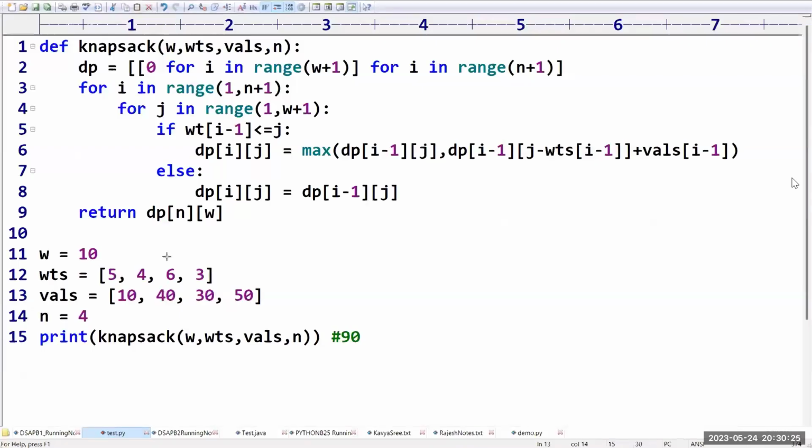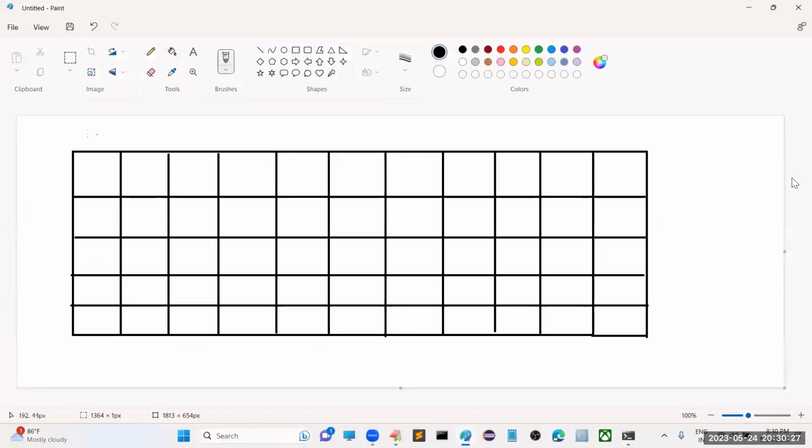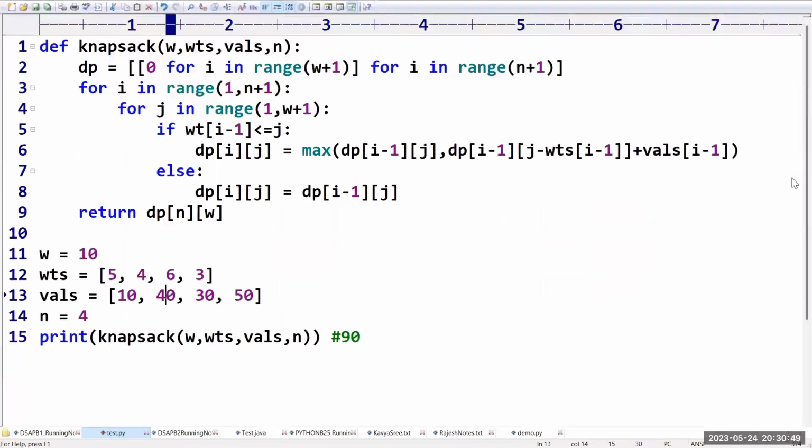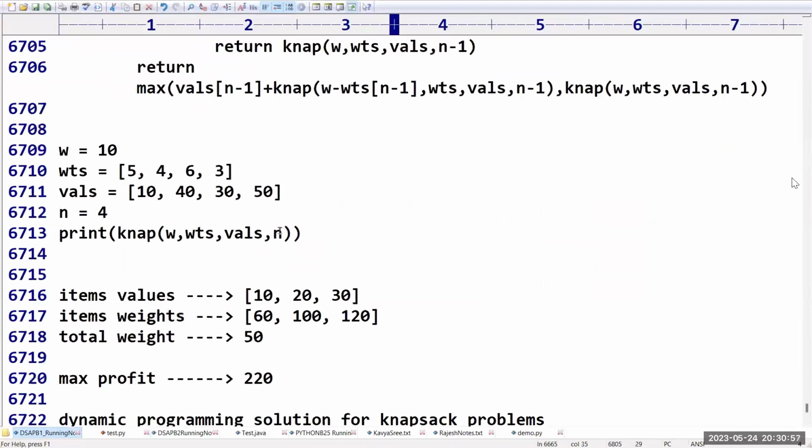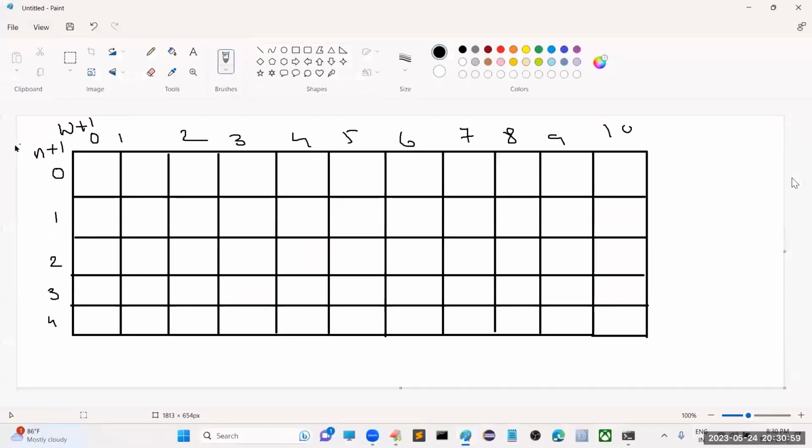Initially we are creating an array. What are the dimensions? Number of weights plus 1 and number of elements plus 1. So this is the 0th element, first element, second, third, fourth, with one extra value. And here 0, 1, 2, 3, 4, then 5, 6, 7, 8, 9, 10. I think you know very well from our previous examples that we always create a dynamic programming array with n plus 1 values. Here also we are creating rows plus 1 and columns plus 1.